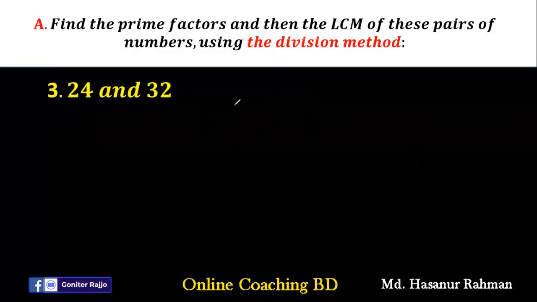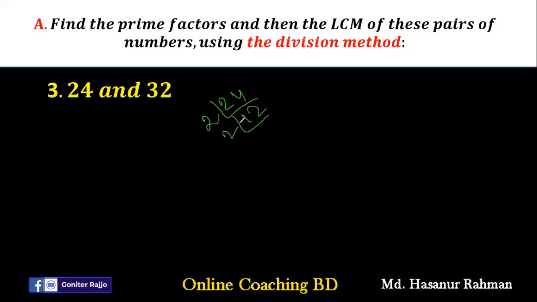Now, number 3. Number 3 says 24 and 32. At first, we have to find out the prime factors of 24. So, how can we find out? We have to divide 24 by 2. That will be 12. We can divide 12 by 2. It will be 6. 6 by 2. It will be 3.